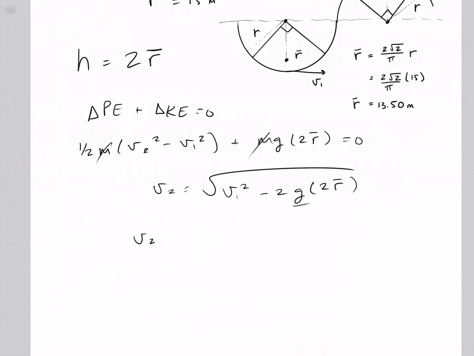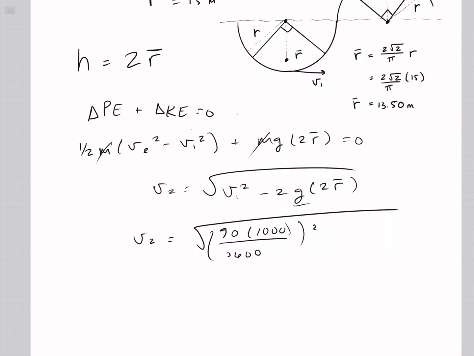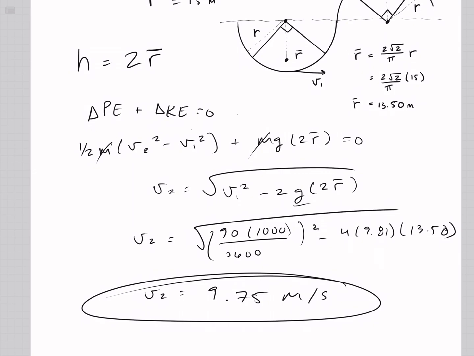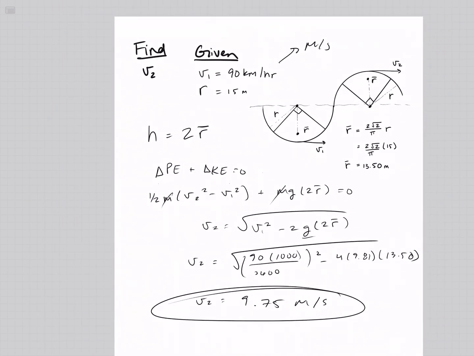We can plug in those values to get 90 times 1,000 over 3,600, and all of that is going to be squared, minus 4 times 9.81 times 13.50, and all of that will equal that the velocity at that second position is 9.75 meters per second. So just be sure that you know how to calculate the center of mass, because that is how you calculate the total change in potential energy.